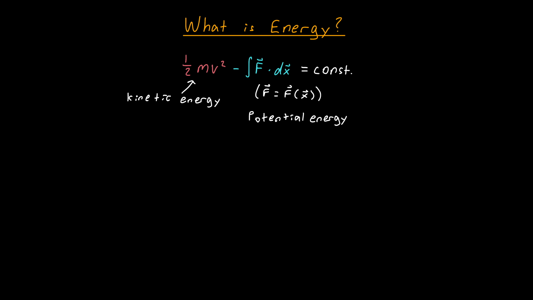Now, I want to emphasize that this kind of interpretation only works under the condition that we wrote down over here, where F is a function of the position of your object, right? And these are typically called conservative forces. It'll be helpful to actually go through a couple of really important examples. So the first thing we can talk about is gravity on the surface of the Earth.